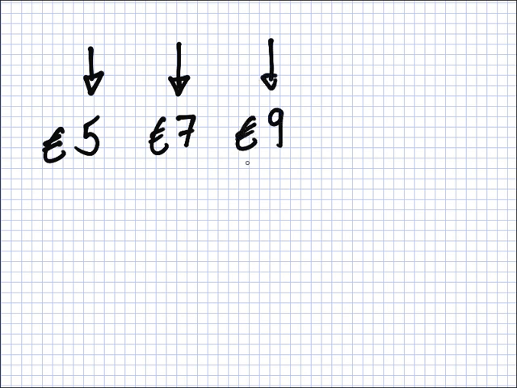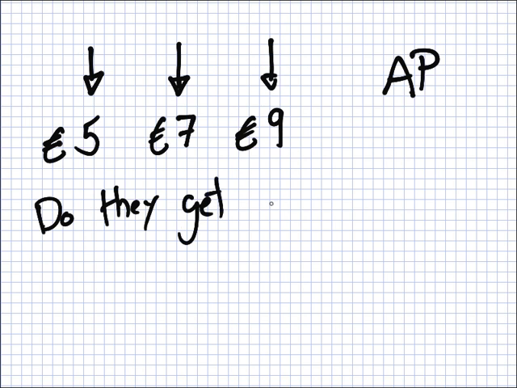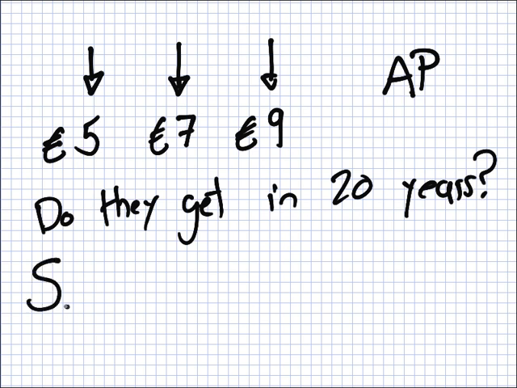€9, like this. So what type of sequence is this? Yeah, it's AP, isn't it? And my question would be, how much do they get in 20 years? So what type of problem is this? S or U? S 20. Do you remember the formula?